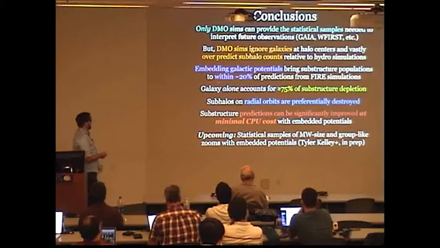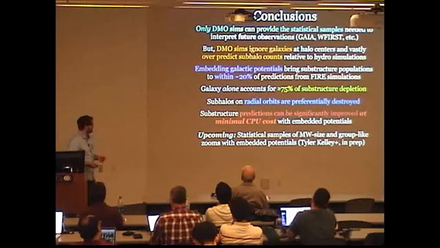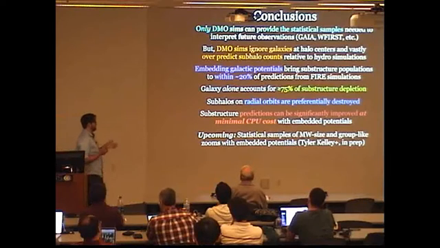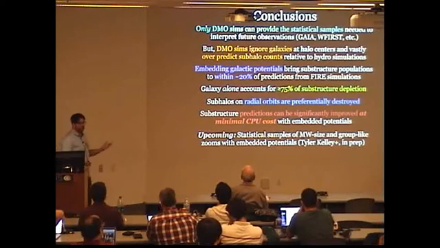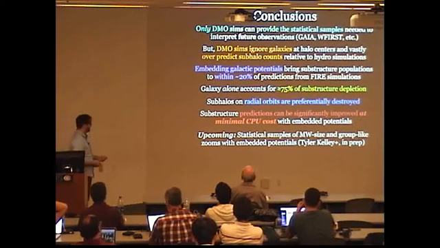And that means that they vastly overpredict subhalo counts relative to hydrodynamical simulations, which may still be wrong, but at least they're better. Embedding a galactic potential brings our substructure populations to within 20 to 25% agreement with the full FIRE simulations, which means that the galaxy alone accounts for about 75% of that substructure depletion. Furthermore, we see that subhalos on radial orbits are preferentially destroyed. Anything that comes close to the center of the galaxy is likely to be destroyed by the galaxy.